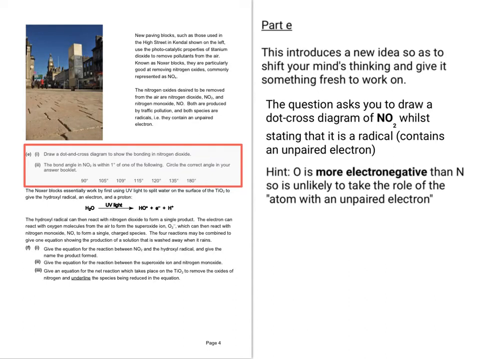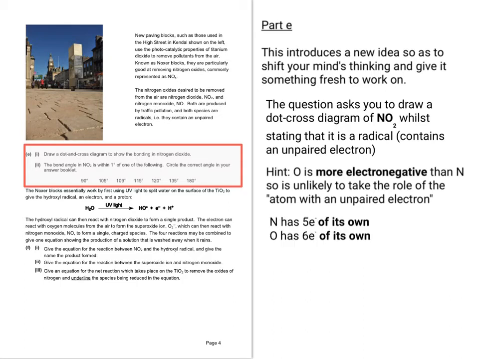So what I normally do when I'm asked to do this kind of thing is to think about which atom is more electronegative. The more electronegative an atom, the less likely it is to sit there with an unpaired electron, and the more likely it is to force the other atom to go without an electron. So I'm going to start by assuming that nitrogen is the atom that has the unpaired electron.